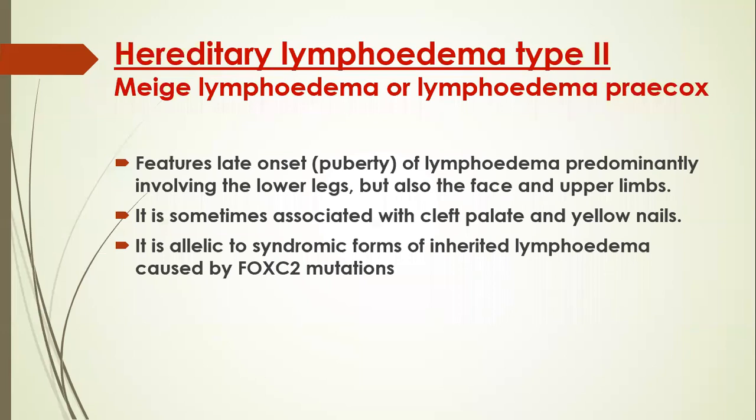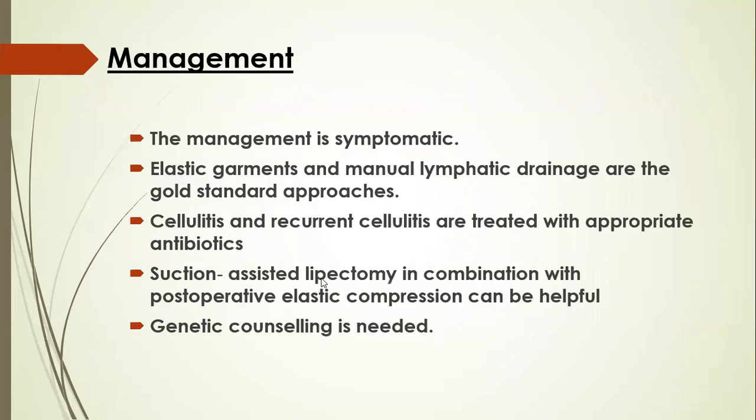Then hereditary lymphedema type 2, which is the Meige lymphedema. This is a late onset lymphedema, usually at puberty, involving the lower leg but can also affect the face and upper limb. It is sometimes associated with cleft palate and yellow nail. It is allelic to the syndromic form of inherited lymphedema caused by FOXC2 mutation.